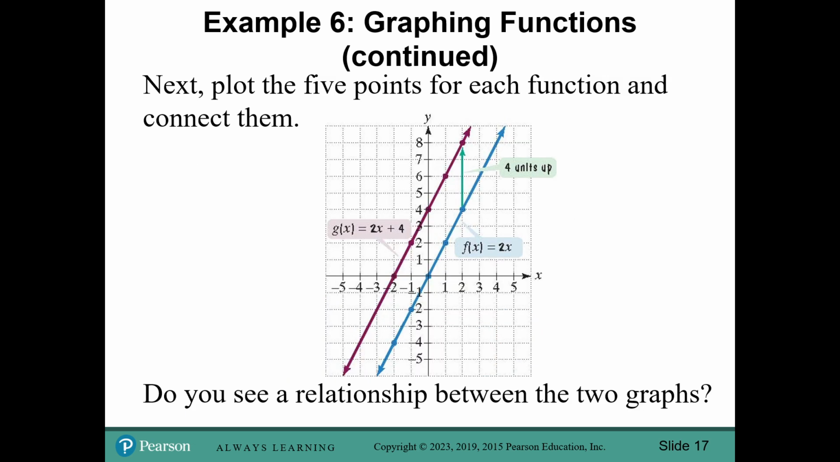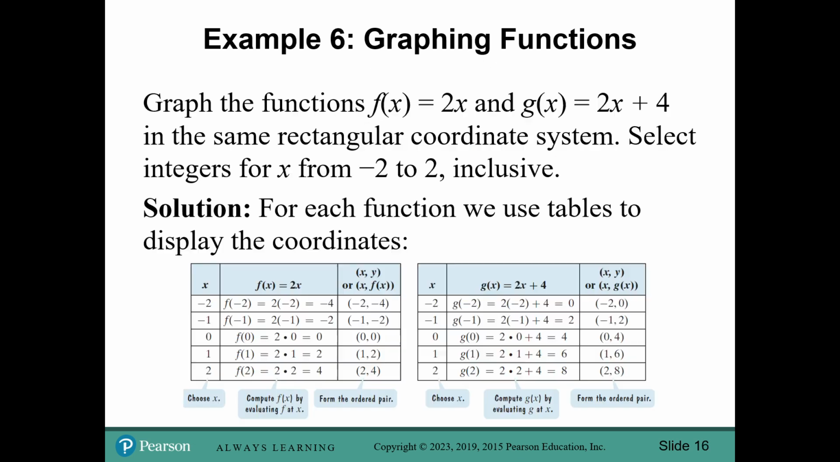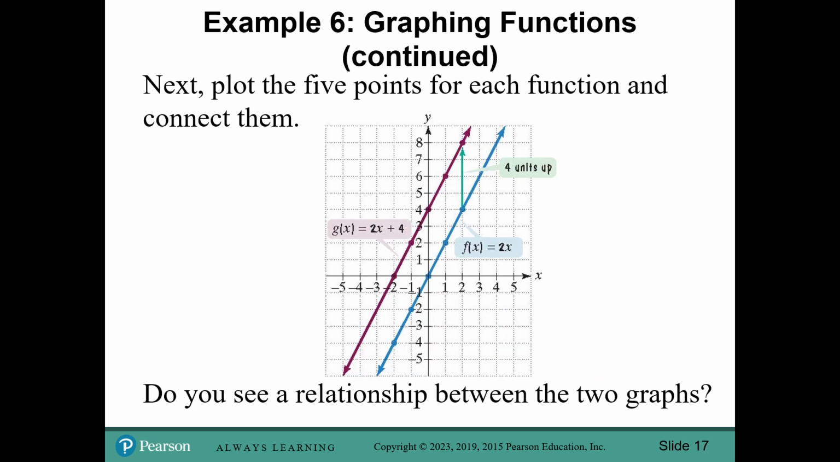If you also have a graphing calculator, you can simply graph these functions using your y equals on your graphing calculator so that you compare them side by side. So here they are graphed. Our g of x function here, 2x plus 4, is in the red, while our f of x function, 2x, is in the blue. And what we can tell is that the g of x function compared to the f of x function has been shifted up 4 units.